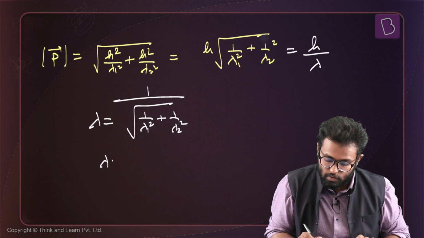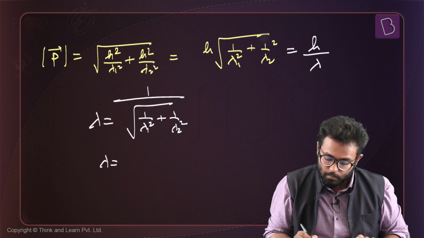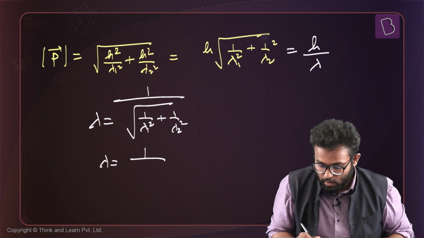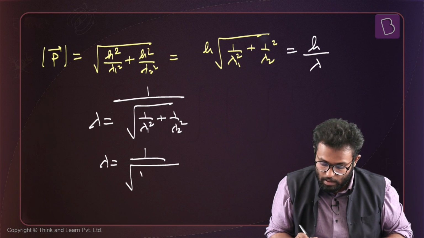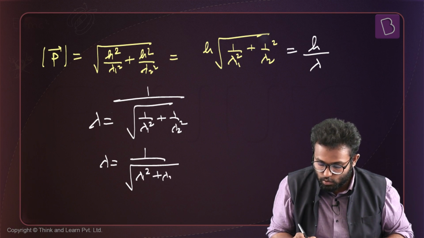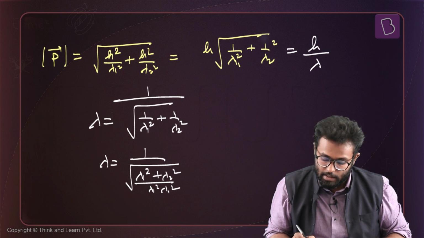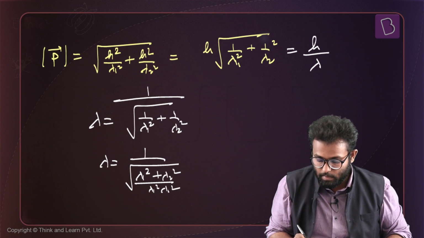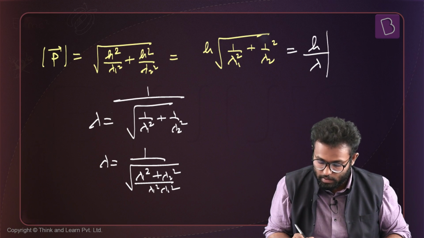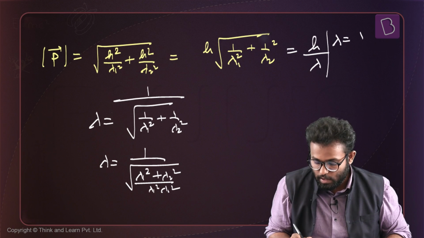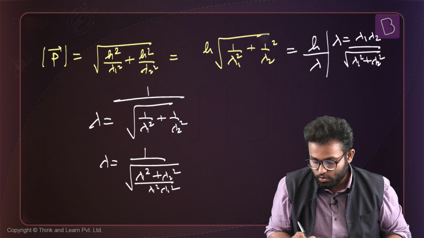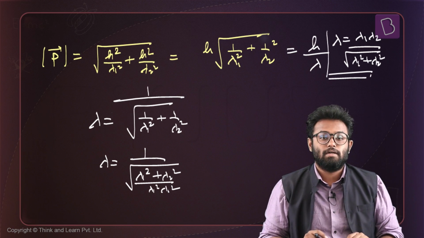This will become lambda is equal to 1 upon under root of lambda 1 square plus lambda 2 square upon lambda 1 square lambda 2 square. And that will go on the top, so this will become lambda. Let me write it over here. Lambda becomes equal to lambda 1 lambda 2 upon under root of lambda 1 square plus lambda 2 square, and that is the right answer.